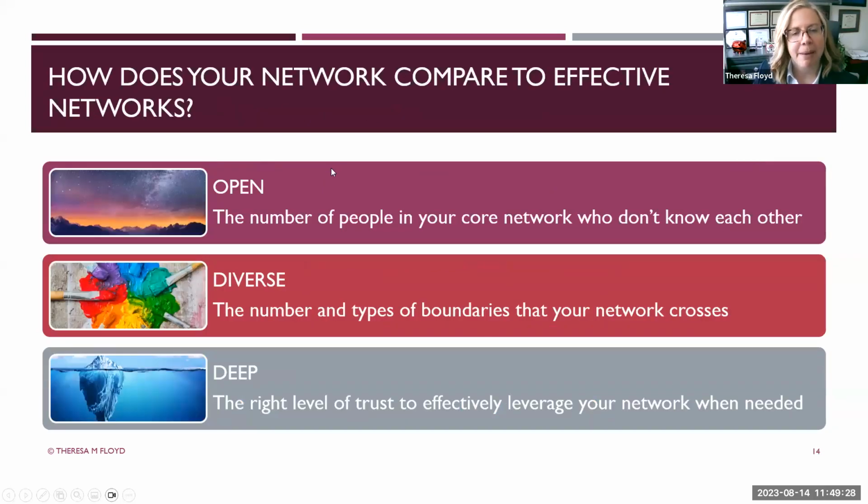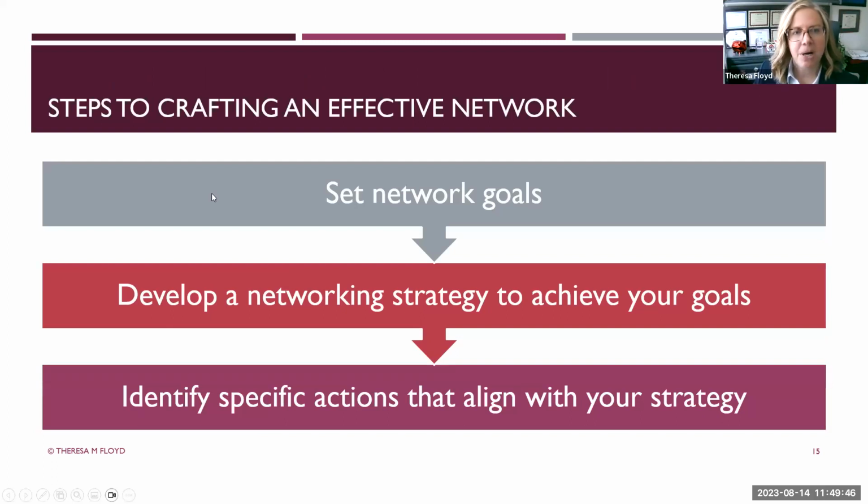All right. Remember, as we went through what effective networks look like, we talked about how they are open and diverse and deep. And so I want you to compare your network to what we've already discussed effective networks look like. And then based upon your evaluation of your network, set some goals. So you might have a network that's relatively closed, right? Like my openness score in my example network was 46. And I might set a goal that says, I want to increase the openness in my network. That is a network goal.